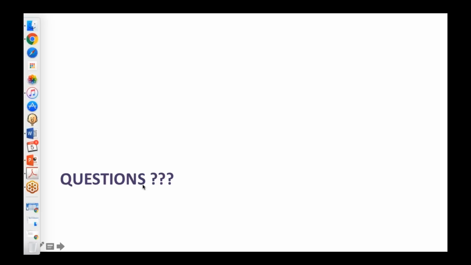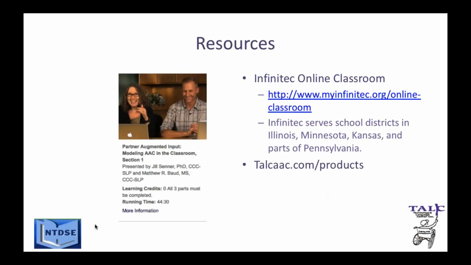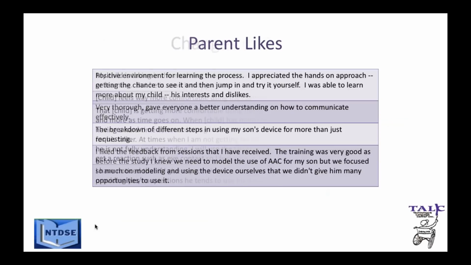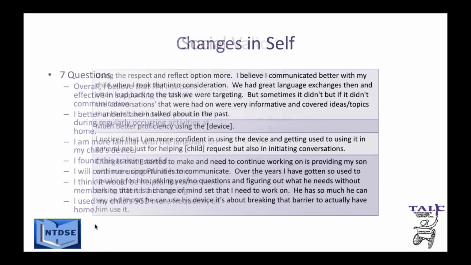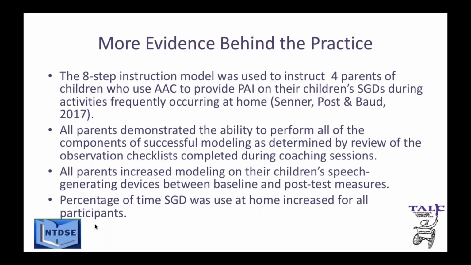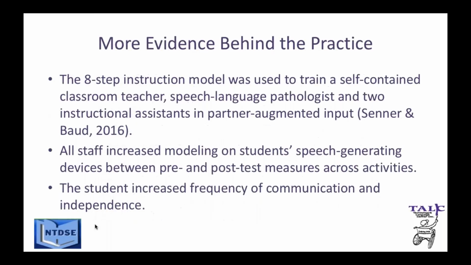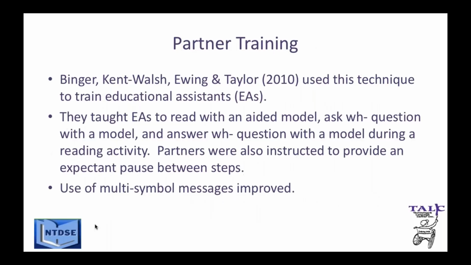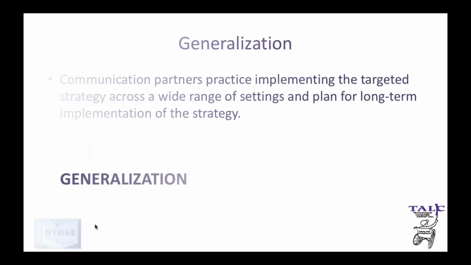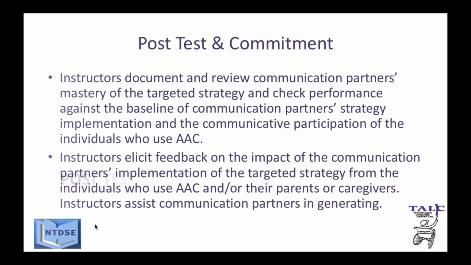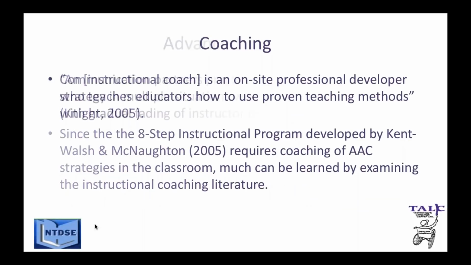Okay, next question. Someone would like to see the partner augmented input observation tool again. Of course. So we'll go ahead and flip back to the slide. But basically what we did was we took all of the different components of SMORE: slow rate, model, respect and reflect, repeat, expand, and stop. And we just had a tally next to each one of them.